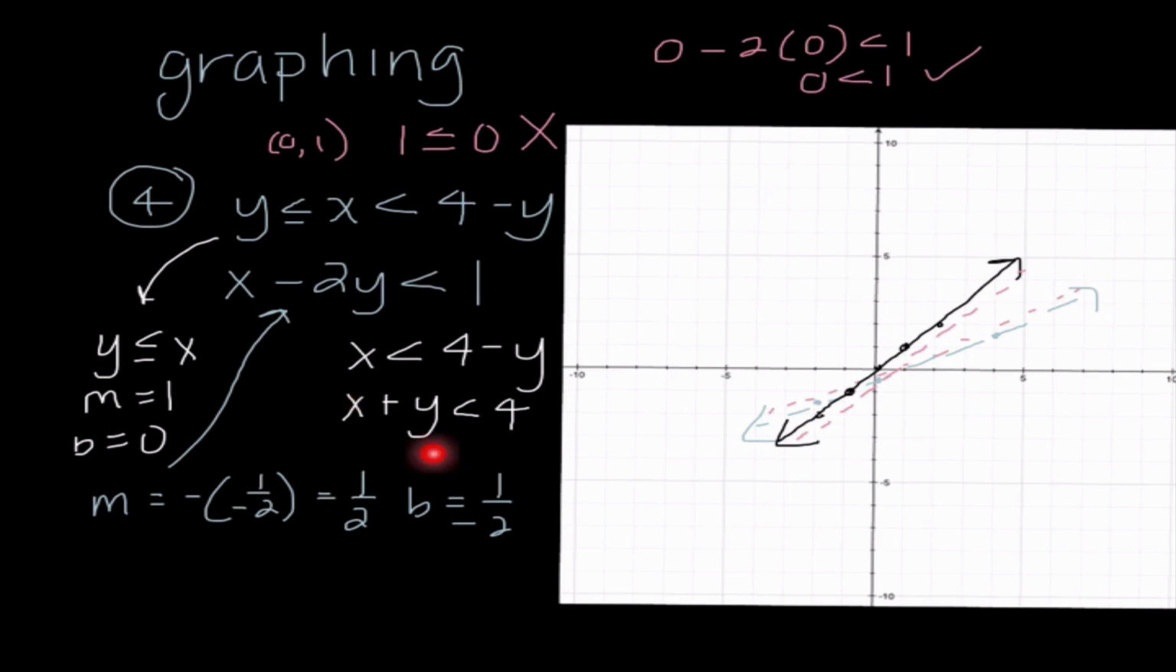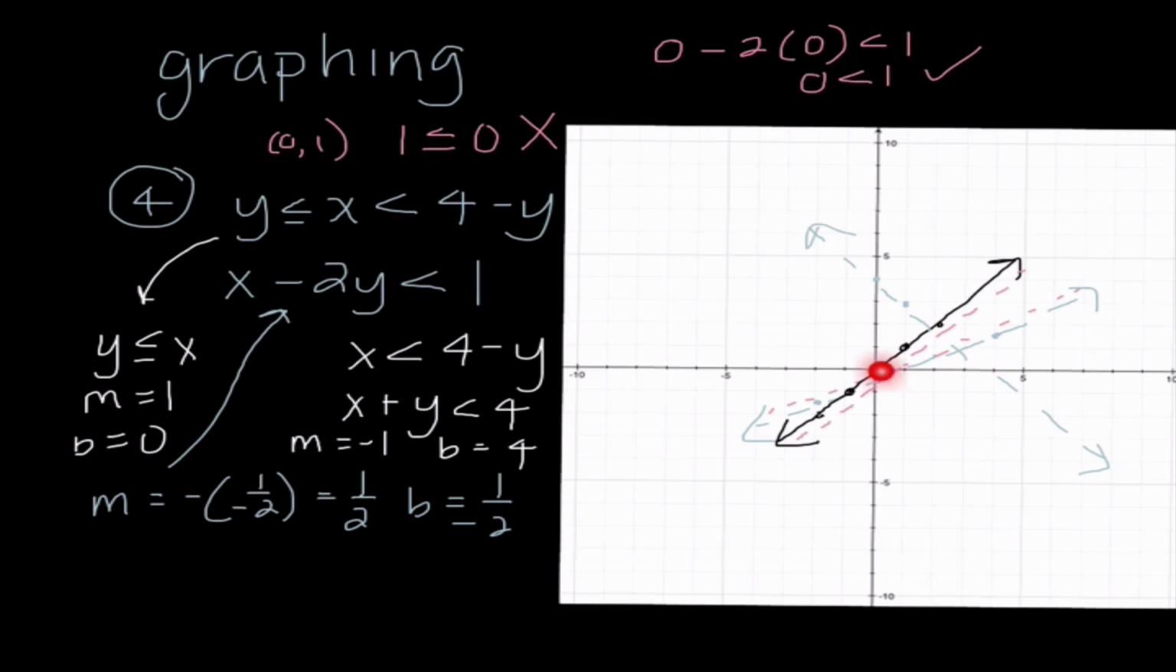But we know we're not done because we have this third inequality. Okay, with this inequality, my slope is the opposite of a over b, so -1, and my y-intercept is 4. So I'm going to begin at 4 and go down 1 and over 1. I know my line is dashed because it just says less than.